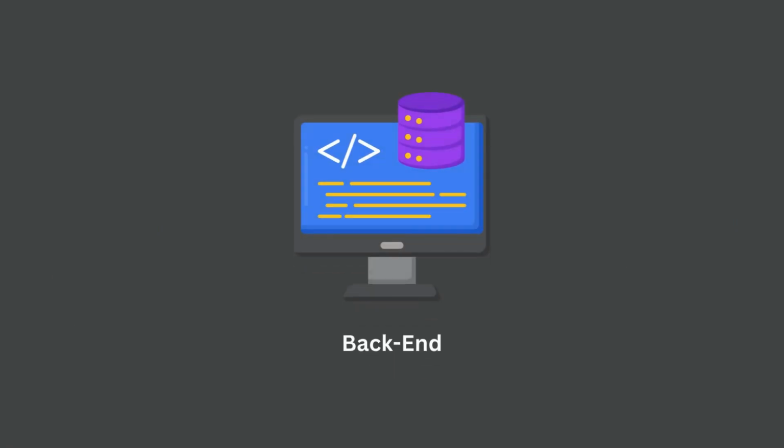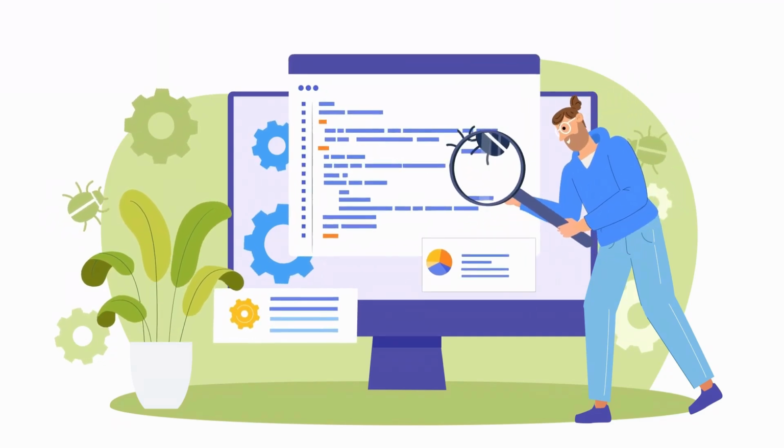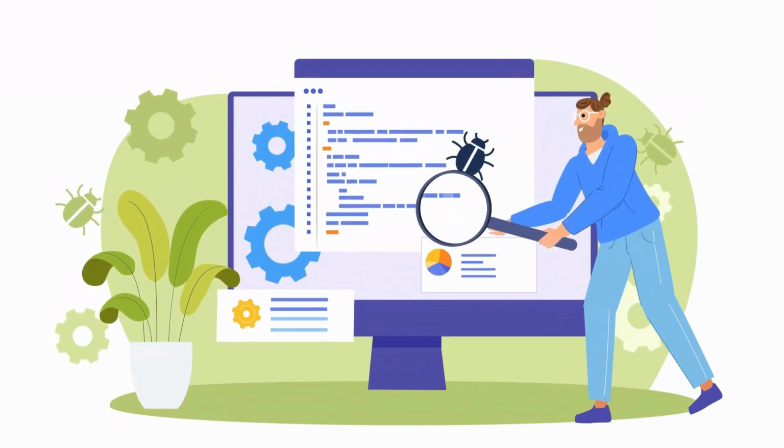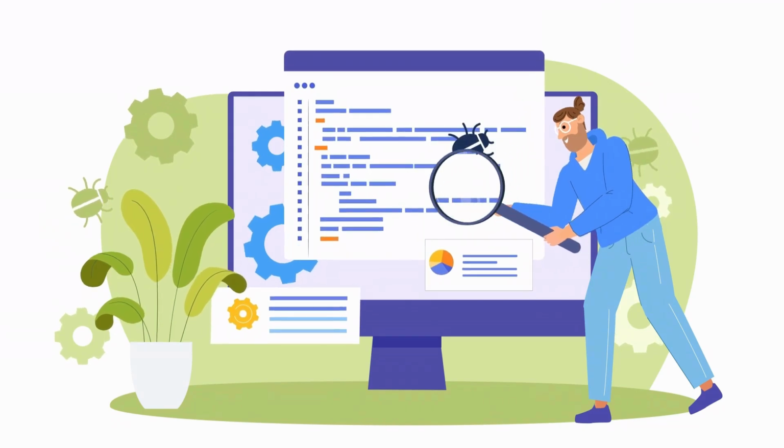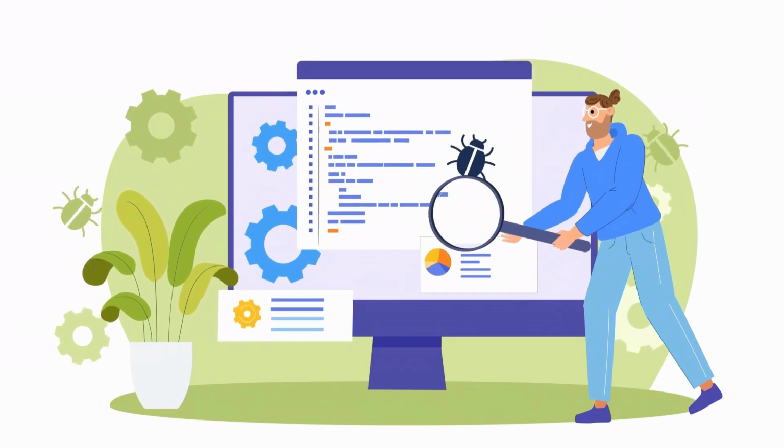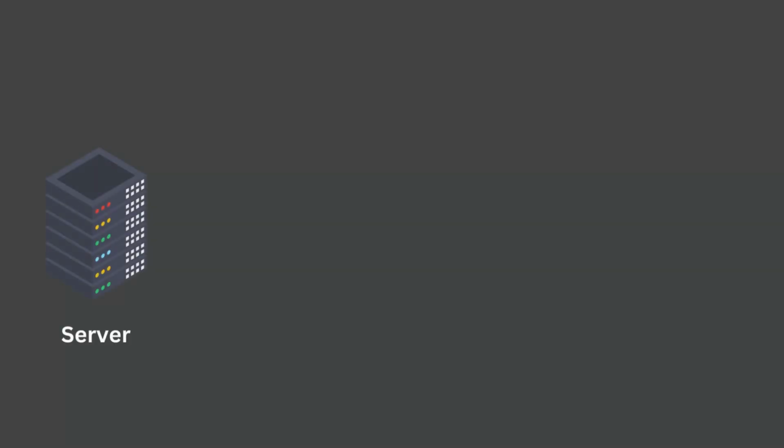Back-end development. Back-end development focuses on the server side of web applications. It involves managing databases, server logic, and application programming interfaces, APIs. Key components include 1. Server. The server is a powerful computer that hosts websites and web applications. It handles requests from the client's browser and processes them. Servers can be set up using various technologies such as Node.js, Python, Django, Flask, Ruby on Rails, Java, and PHP.